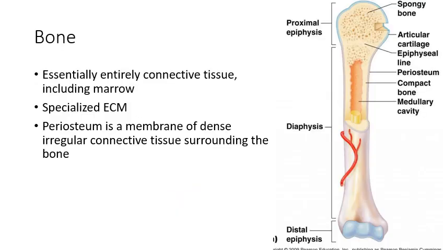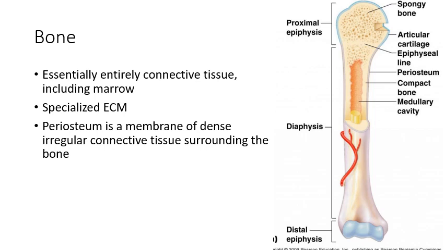Then you have bone, which we will briefly talk about. Bones are pretty much entirely composed of connective tissue. At the ends of the bone where it's participating in a joint, you have the hyaline cartilage, which is lined with the perichondrium membrane, which is also made of connective tissue, dense irregular connective tissue. The bone itself, bone tissue, is a specialized connective tissue.